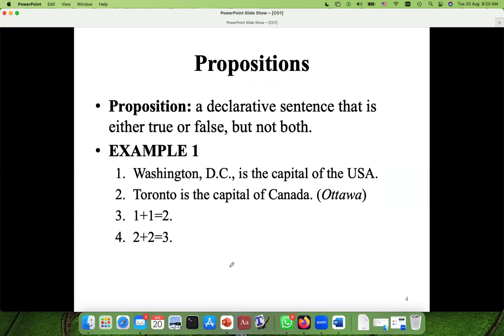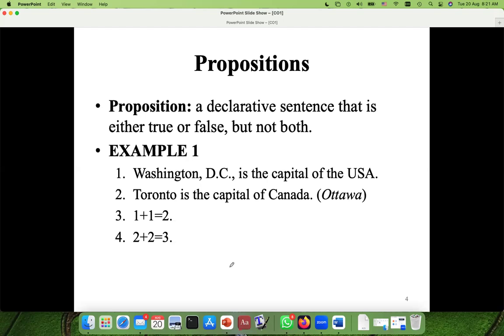Now, here we have the definition for the proposition. Basically, it is a declarative sentence. In English, a declarative sentence means a sentence which has a true or false value, but not both. If there is a sentence whose answer can be both true and false, then this is not a declarative sentence. Here we are making a definition for our proposition, and a proposition is a tiny unit of your logic.